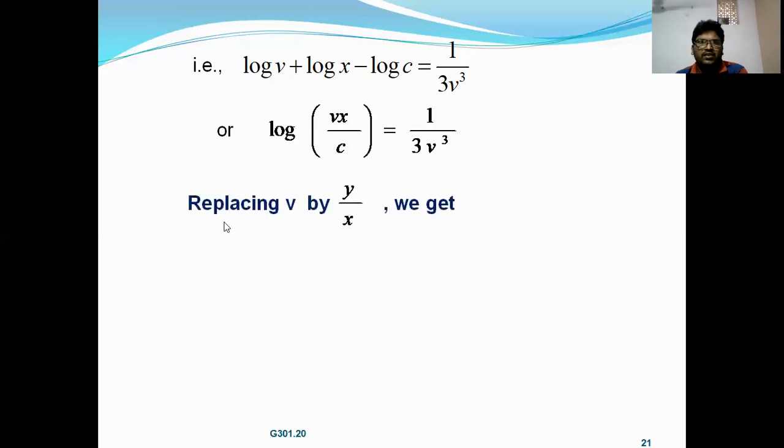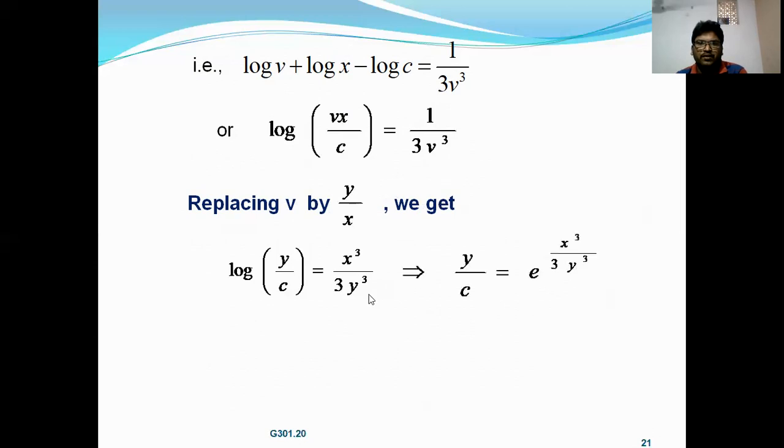Okay, by replacing the value v by y by x, we get in this equation y by x. Substitute the v value y by x, this x cancels, then you will get y by c is equal to x cube by 3y cube. So now take this log on the right side, by the definition of logarithms you will get e to the power of x cube by 3y cube. This is by definition of logarithms.